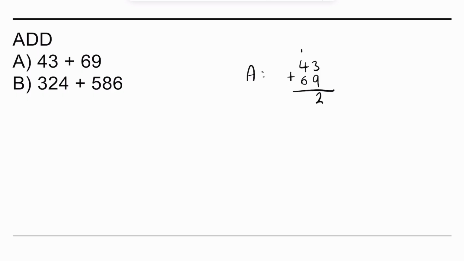So the 1 will go above the 4. Now instead of just saying 4 plus 6, we actually say 1 plus 4 plus 6. The other thing here is that because we end up with the sum of 1 plus 4, which is 5, plus 6 is 11, and there's no more places to the left, we actually just write 11. So we write the whole number. And so the answer of 43 plus 69 would then be 112.